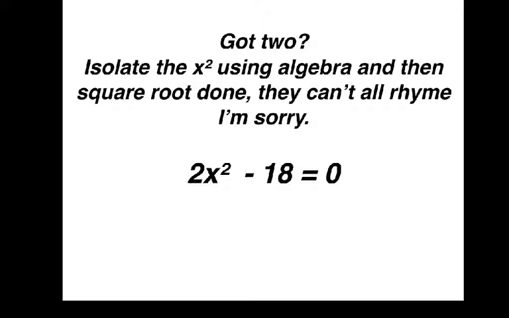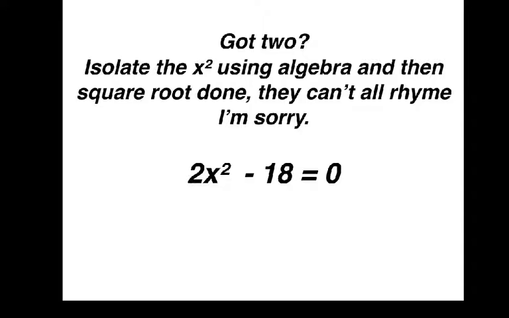While I did attempt to make some rhymes, they can't all be gold. This one says, got to isolate the x squared using algebra and then square root done. They can't all rhyme, I'm sorry, and it's true. But in this case, I'm saying got to, meaning I've got a 2 over here, I've got an x squared, and I've got a normal number. Notice there's no x. We have to remember that x and x squared are different animals, okay?